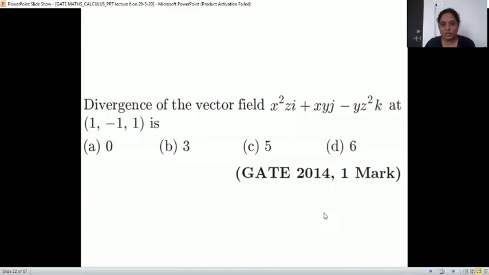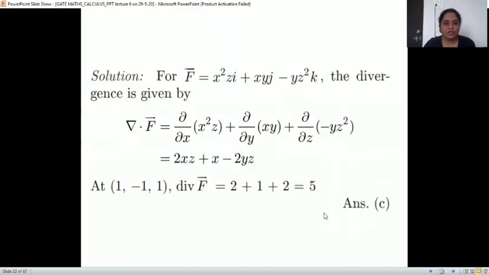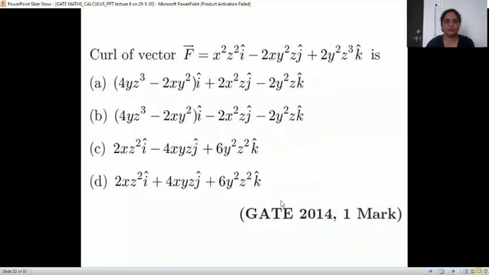Okay, we should go to the answer then. Del dot f bar, dou by dou x of first, second, dou by dou z of third, and it is this, and dou by dou x, that is 2xz plus x minus 2yz, and we put 1, minus 1 and 1 in the place of x, y, z, so we get 2 plus 1 plus 2, that is 5. Very nice. So option C is correct. Next question.